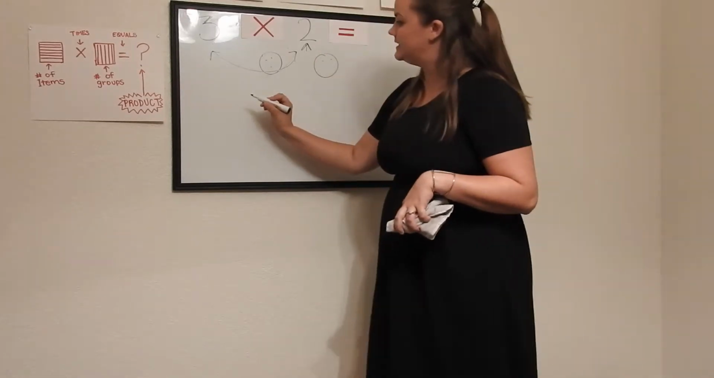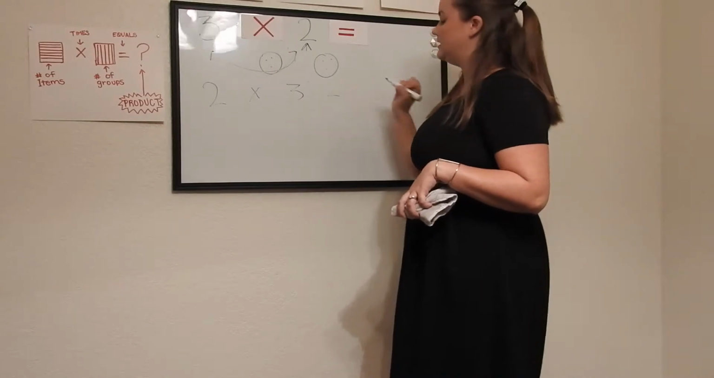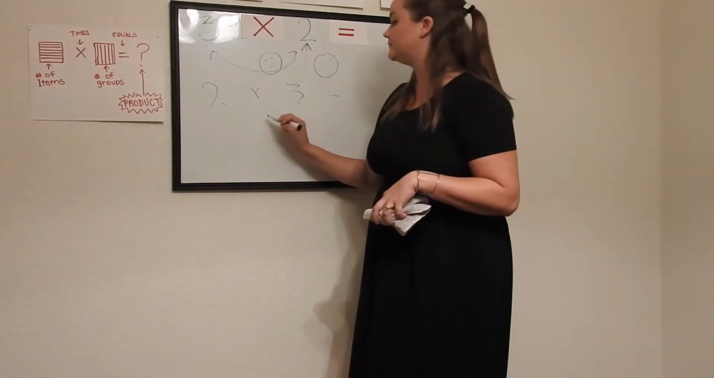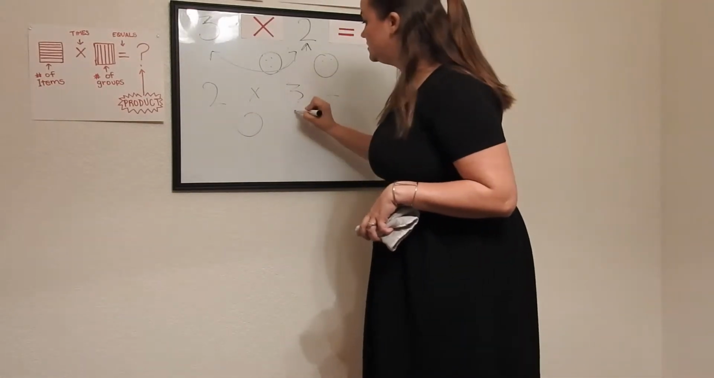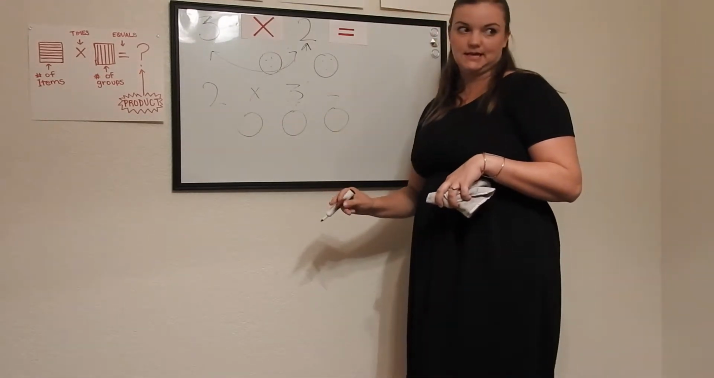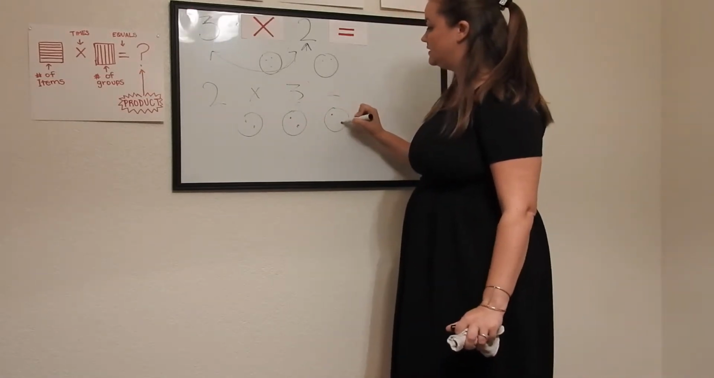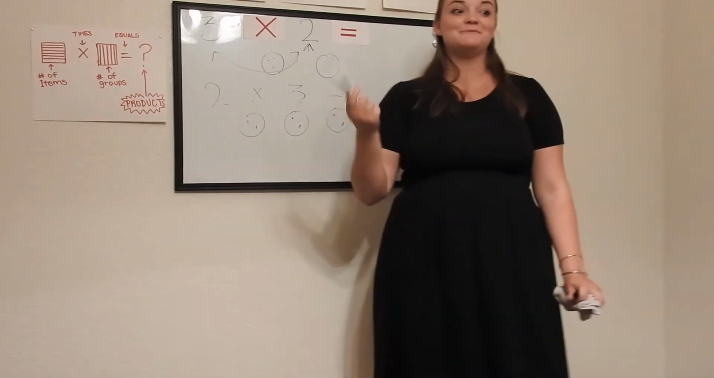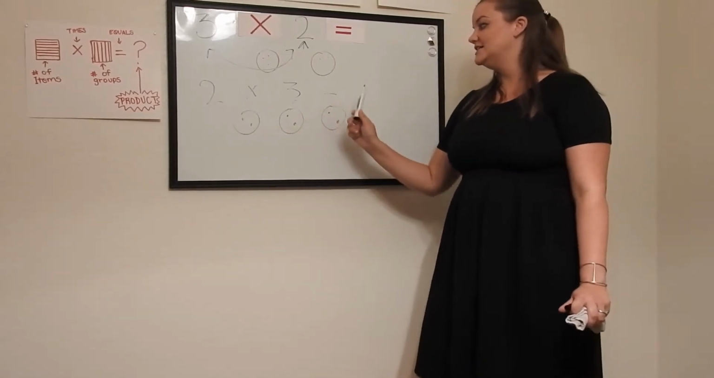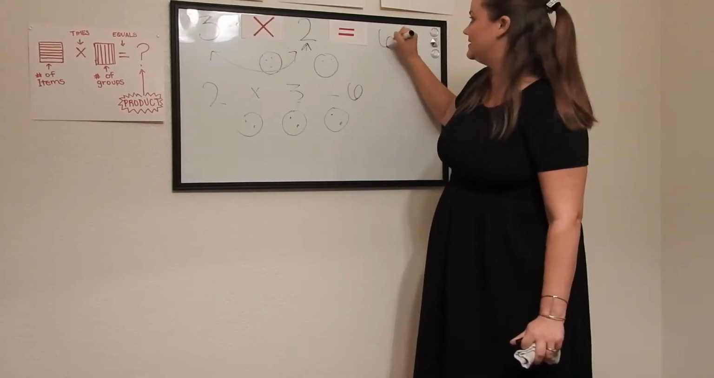Okay, let's see. Let's put the 2 over here times a 3 right there equals. This means we have 3 groups this time instead of 2, right? Okay, so 1, 2, 3, and each group is going to have 2 in it this time. 1, 2, 1, 2, 1, 2. And since we're super smart kids and we know how to count by 2s, we're going to say 2, 4, 6. 6. Whoops. And we had a 6 up there.